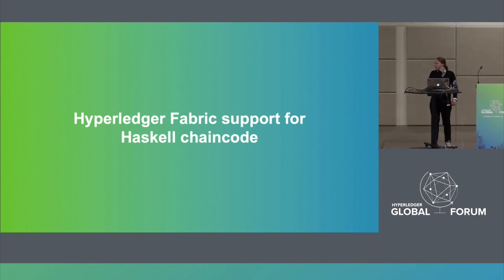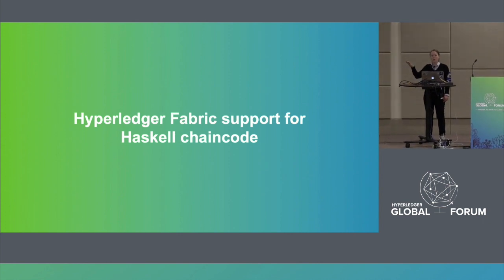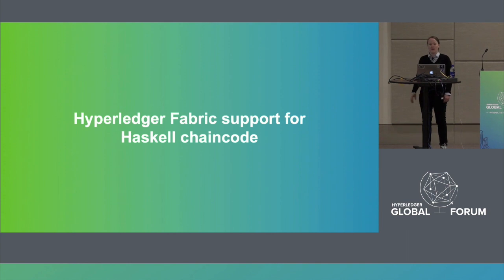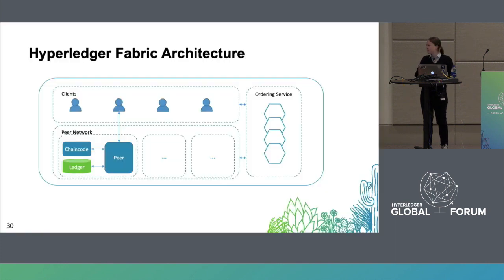So for the second half of this talk, I'm going to be describing what it takes to build a new smart contracts language in Hyperledger Fabric, and in particular, the work that we've done in providing Haskell support in Fabric. So just a note, in Fabric, smart contracts are called chain code. So from now on, smart contracts equals chain code.